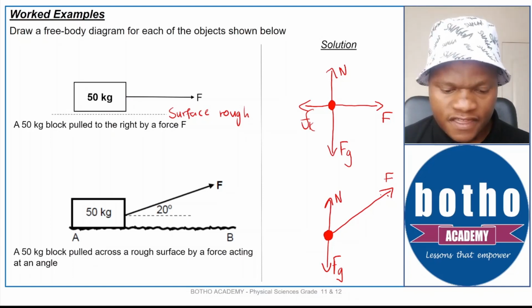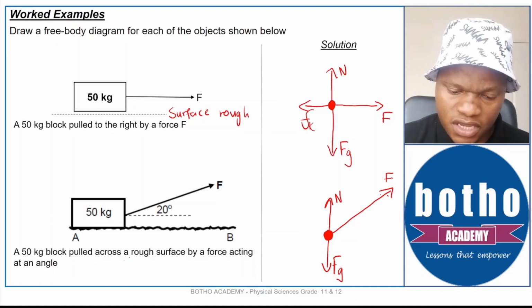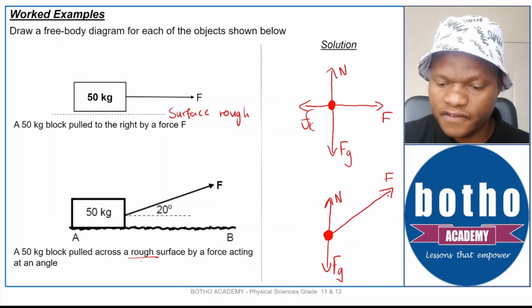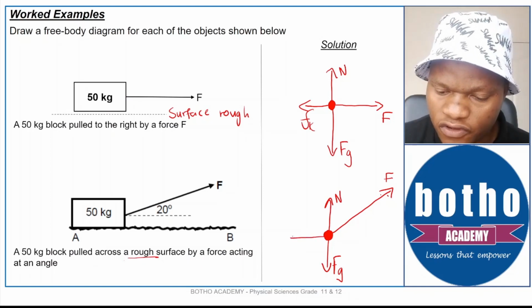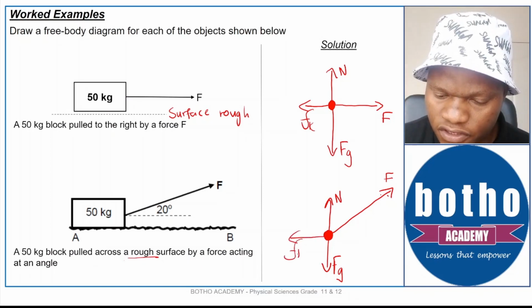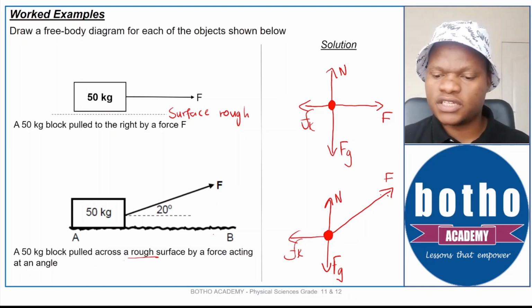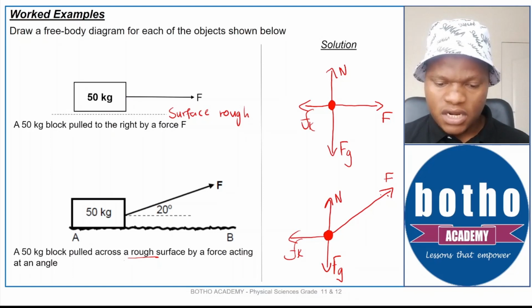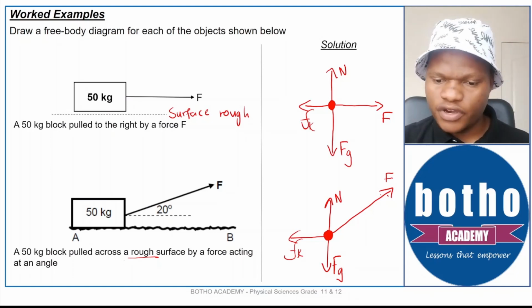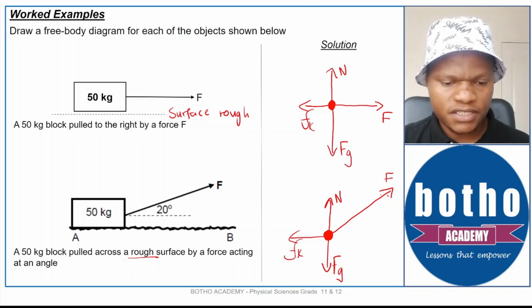Okay, the other thing that we need to remember, this is a rough surface. If this is a rough surface, it means there is a frictional force. We are going to have our frictional force. This is assuming that this is an object moving to the right. Right, now let's move to another example, two more examples before we wrap up the lesson.